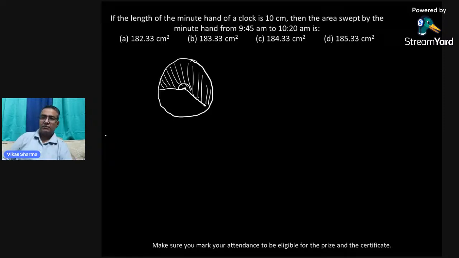Okay, so what fraction of the circle is this? And we know that the length of the minute hand is 10 centimeters. Okay, Bhishmesh says that he is not able to solve this properly as he is facing some error. Okay, never mind. So we know that the formula of this is basically a sector of a circle. So we know the formula for that is pi r square theta upon 360.